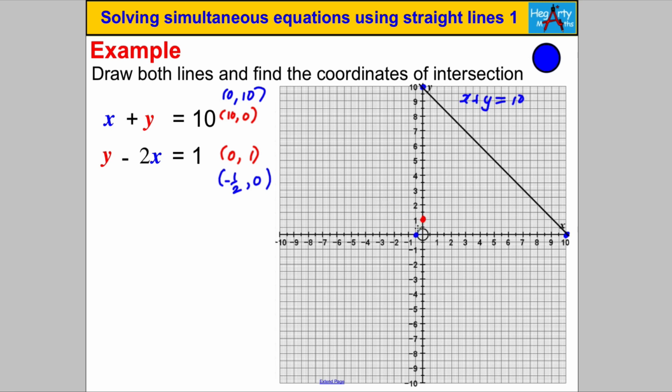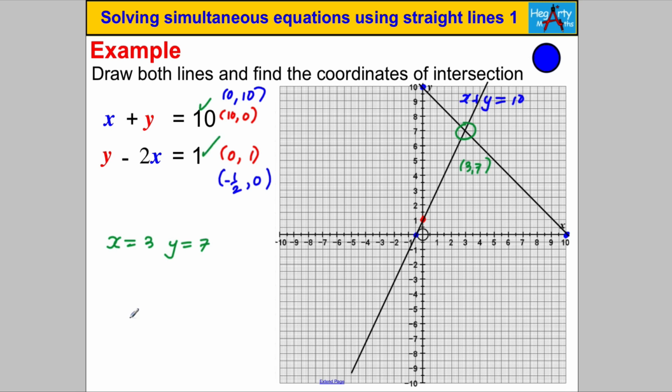So drawing a line between those two nice and carefully, we get that they intersect here, and that looks like it's at 3, 7. So we think the answer here is x is 3, y is equal to 7. Is it true? 3 add 7, 10, certainly. 7 take away 2 times 3, 7 take away 6 is 1, it works there.